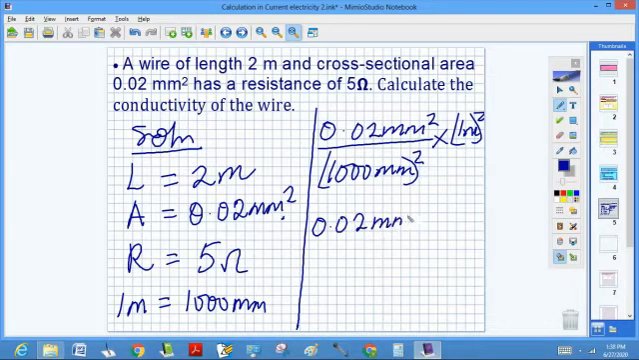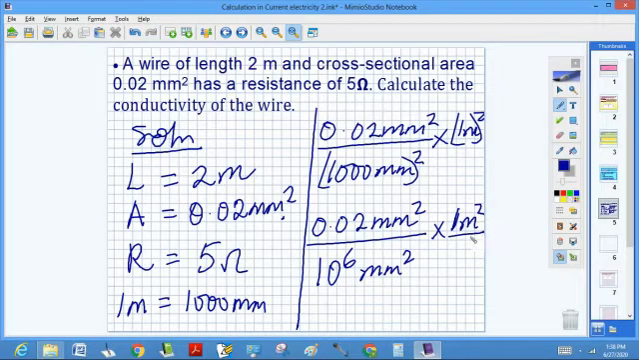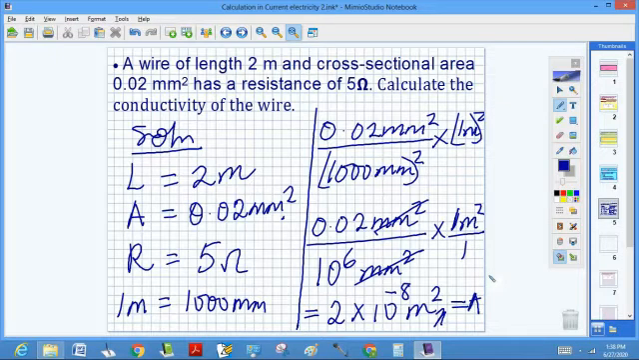So that we have 0.02 millimeter square divided by 10 raised to power 6 millimeter square times 1 meter square. So this cancels this, so that we have 2 times 10 raised to power minus 8 meter square. So that is what the cross-sectional area A stands for in meter square.